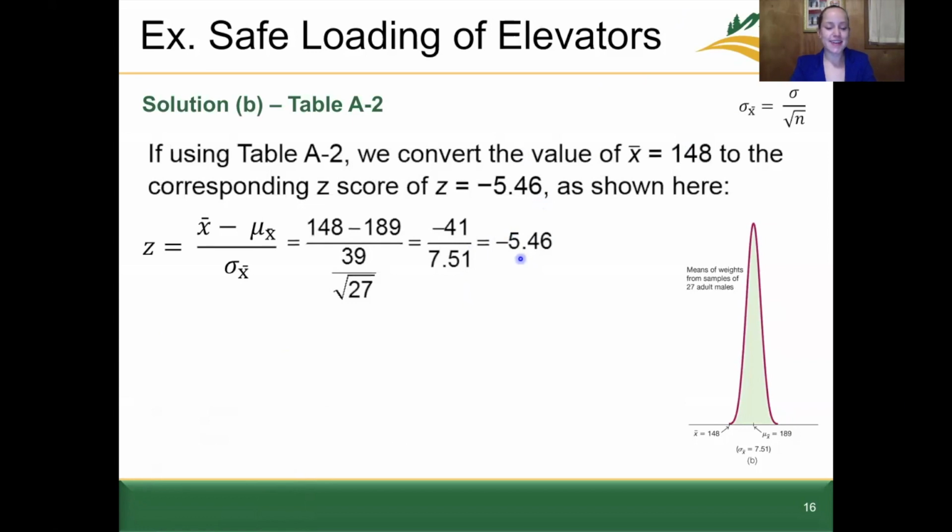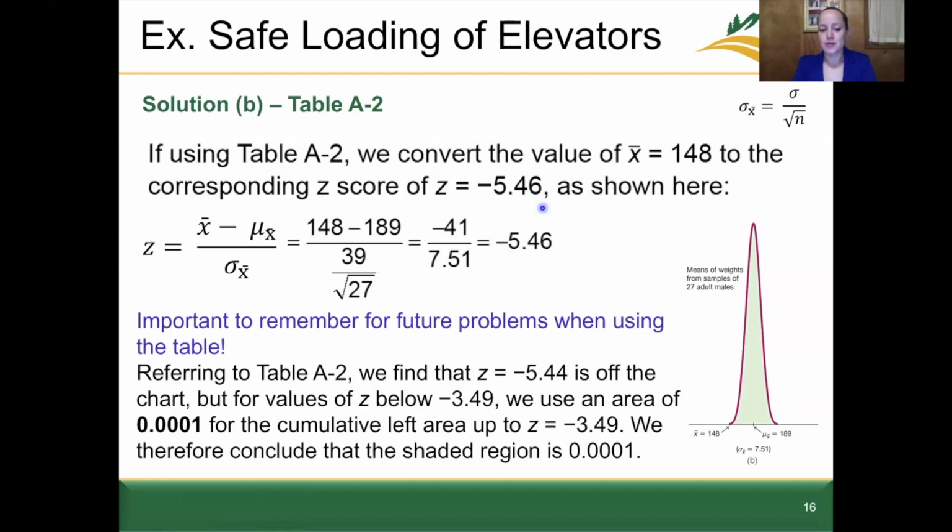you're not going to see that in table A2. So what do we do when we don't find our z-score on table A2? Well, there's something we need to remember for cases like this. So for a z-score of negative 5.46, I'll change this, it should be negative 5.46 here. We don't see that on table A2.